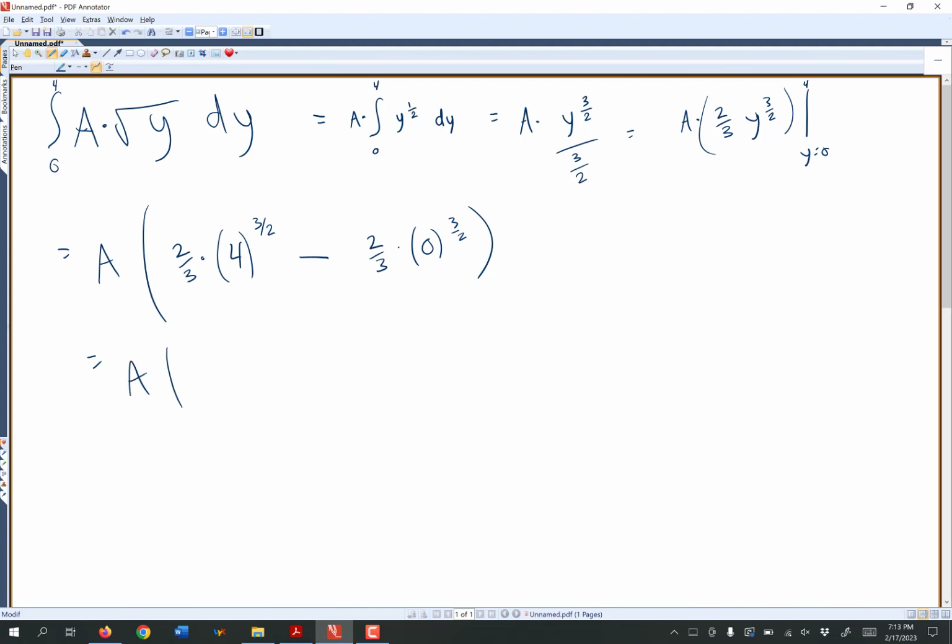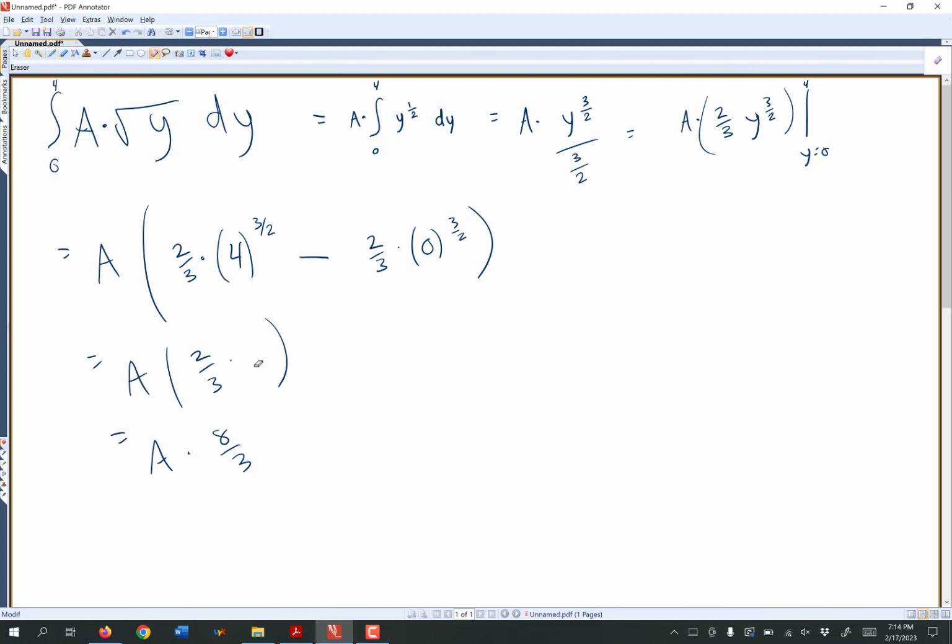Let's see what that gives me. So we'll have 2/3 times 4 to the 3rd power is 16. And then if you take the square root of that, you get back to 4. So this gives me a times 8/3. Nope, I think I might have done that wrong. Oh, I did do that wrong.